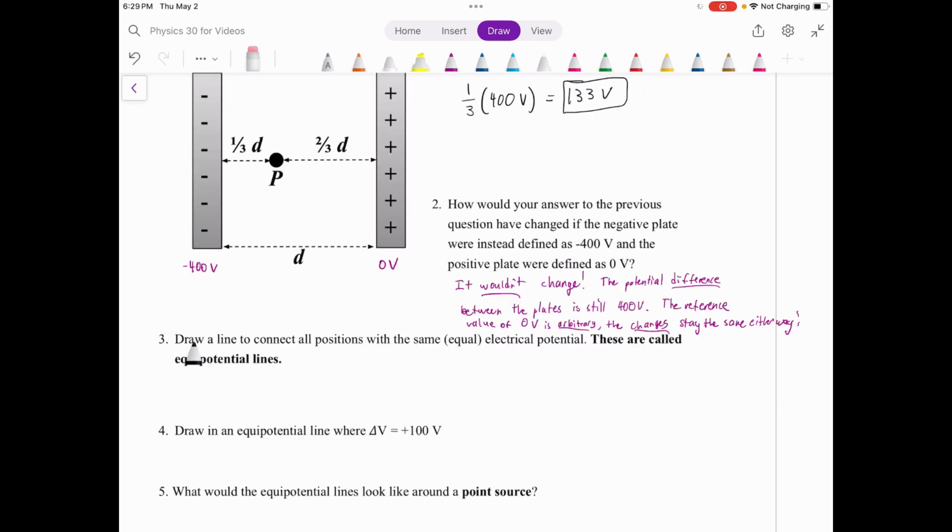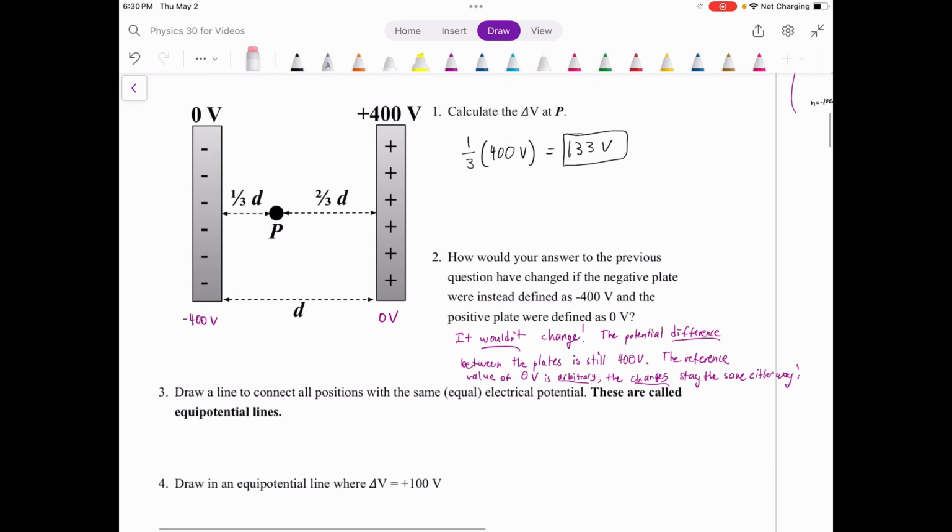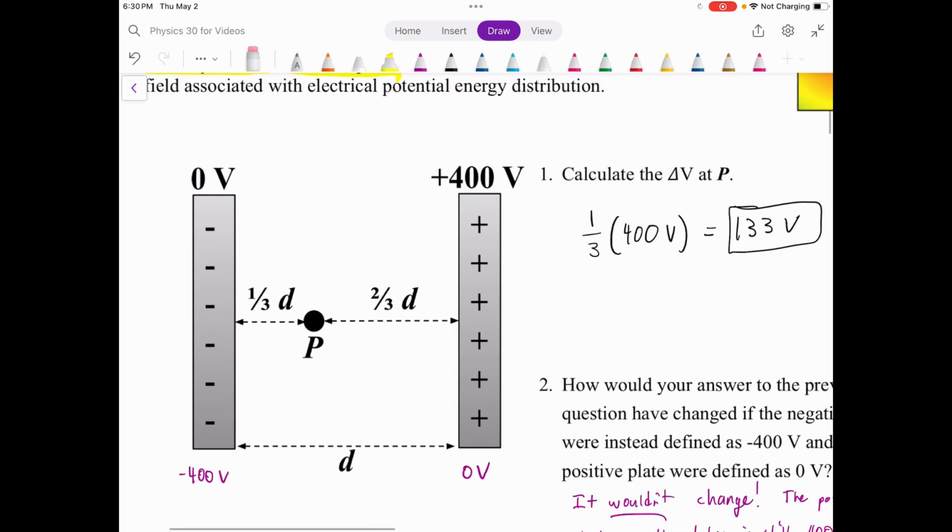Okay, so next up, it asks us to draw a line to connect all positions with the same electrical potential as P, since that's what we're talking about at P, right? Now, there's a note there that these are called equipotential lines. Let's just first think about where the equipotential line for this location would be, okay? Well, let's imagine we're somewhere else. Vertically, we're somewhere else. So maybe we're down here.